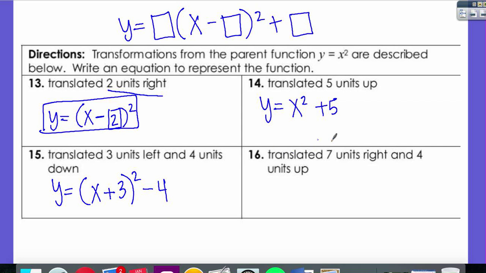Final one here, translated 7 units right and 4 units up. So that's a change on the inside and the outside. So y equals x. If I'm going to the right, I know the default formula has a minus, and I would just be plugging in a positive 7 here. So it remains x minus 7 squared. And 4 units up is going to be a plus 4 on the outside.